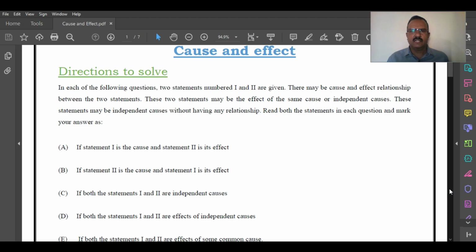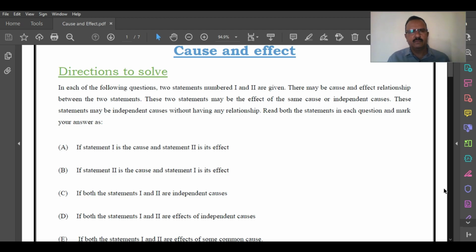In the last class, we discussed statement and assumptions and statement and conclusions. Hope you have understood what I have told. Now, in this session, we will start a very important topic, cause and effect. So, what do you mean by a cause and effect?